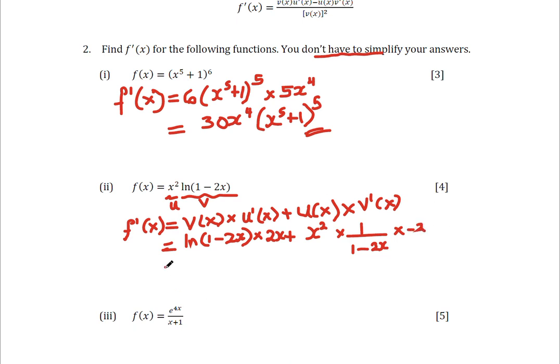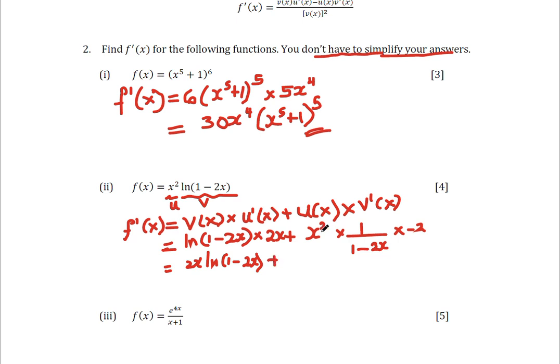So let's now simplify this. Based on what the question said, we do not have to simplify the answer. We could actually stop there, but we're going a step further. I'm going to re-express this as 2x ln 1 minus 2x. I just put the 2x at the front of the product. The order of multiplication does not matter, and it's more aesthetic to write the 2x at the front here.